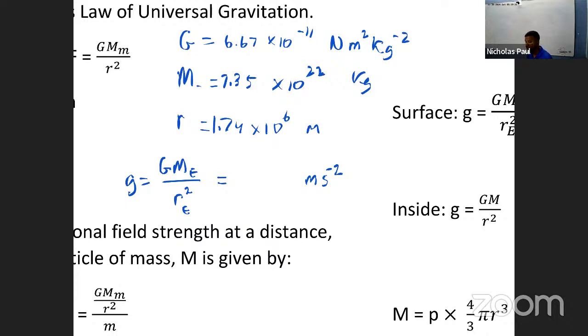Okay, 1.6. Nice. Right, 1.62 around there, or 1.63. Alright, nice. So that's how you basically work out gravitational field strength. As I said, it is dependent on the mass of the larger object it's attracted to and the separation.